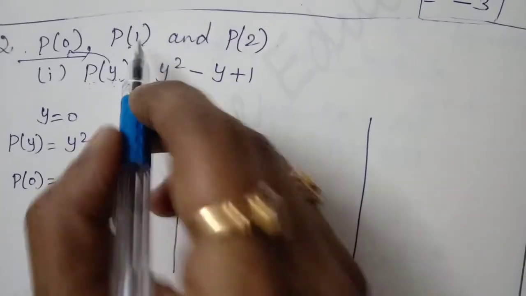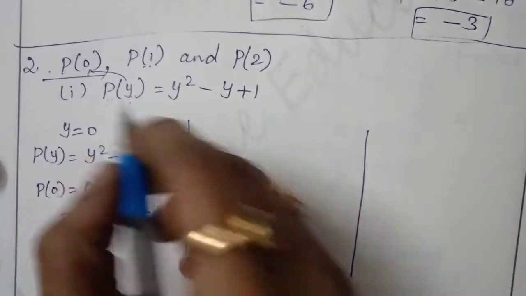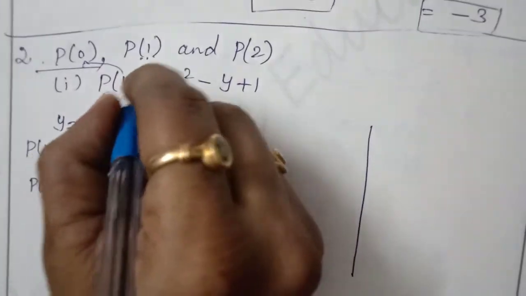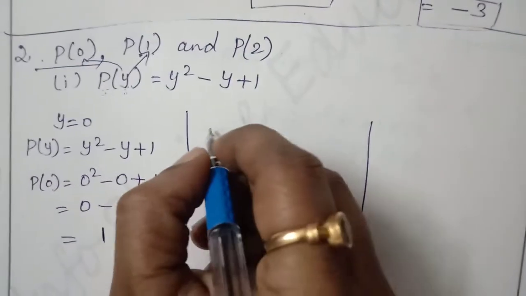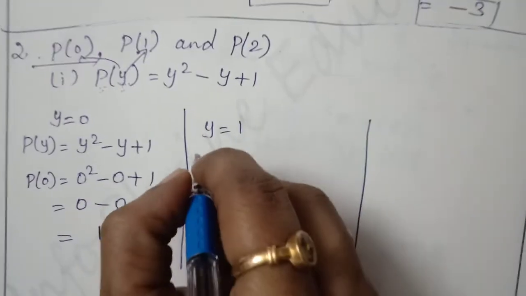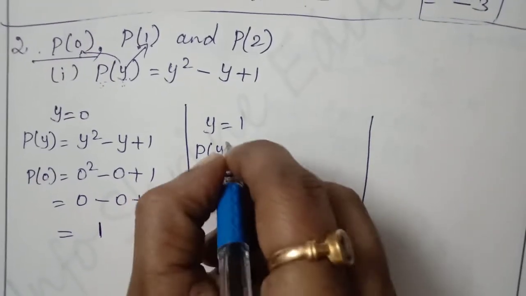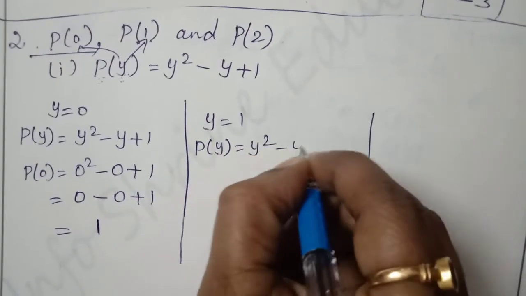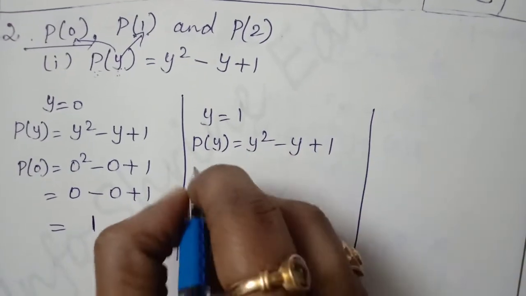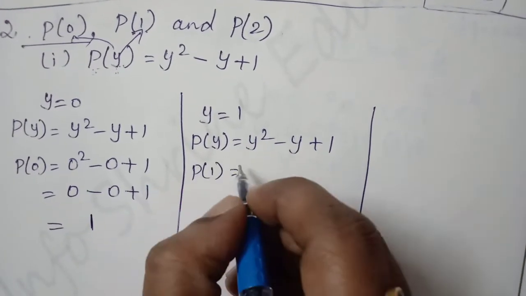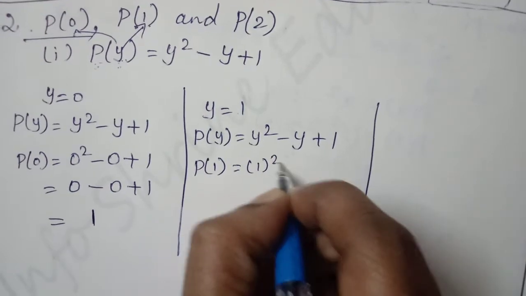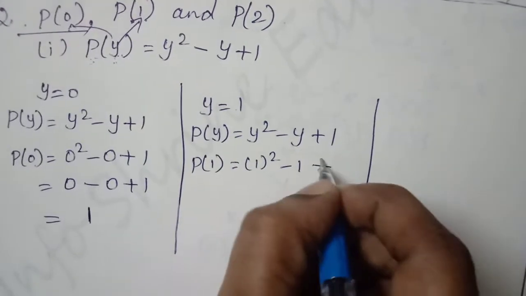And here P of 1. P of 1 means P of y, so y is equal to 1. P of y is equal to y square minus y plus 1. So P of 1 is equal to 1 square minus 1 plus 1.